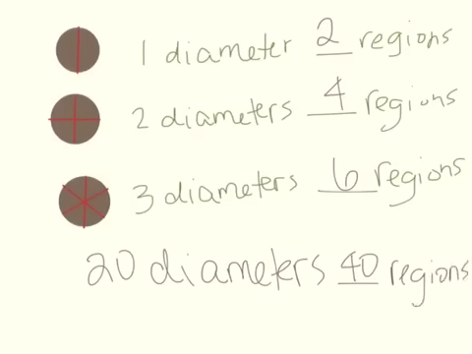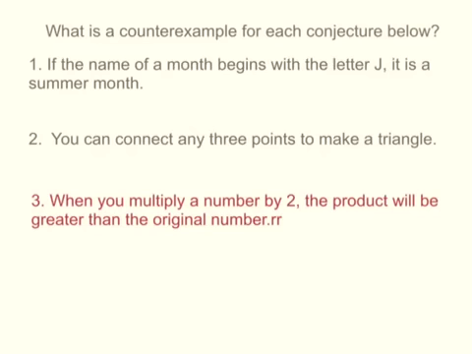So basically we just made a conjecture, and our conjecture is each circle has twice as many regions as diameters. So 20 diameters form 20 times 2, or 40 regions. Our conjecture is a statement that we can assume based on information that we have.